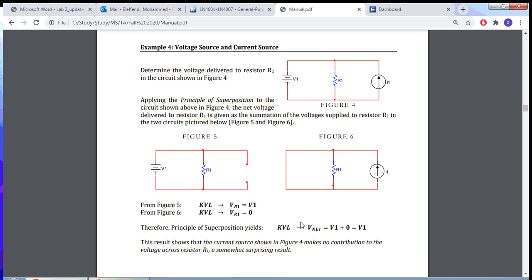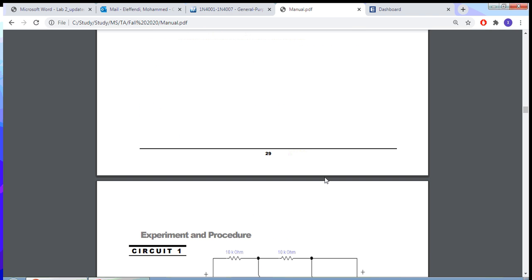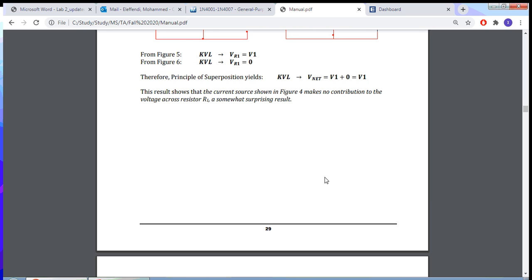Therefore, the superposition principle yields the net voltage across R1 is going to be V1 plus 0, and it is simply V1. It is somewhat a surprising result that we have one whole source that contributes nothing to the voltage, but this is how it works. And that's it for the theory.